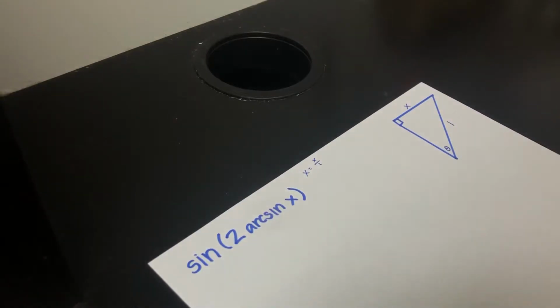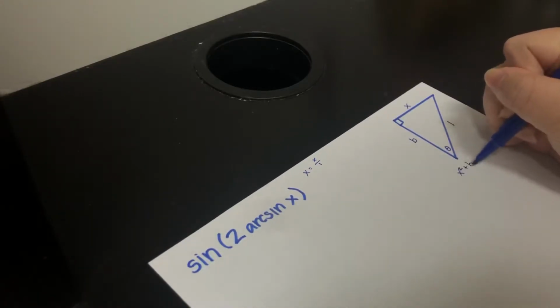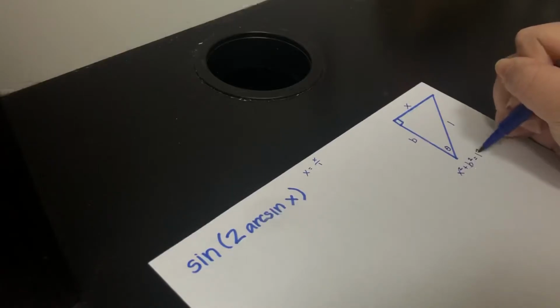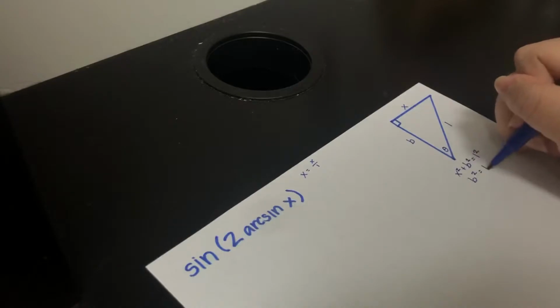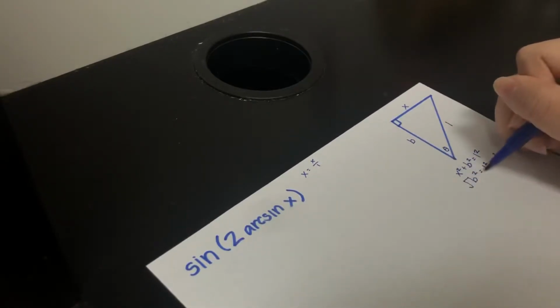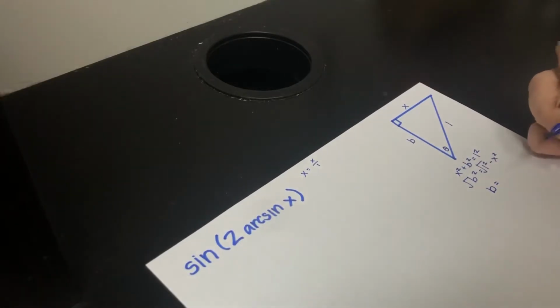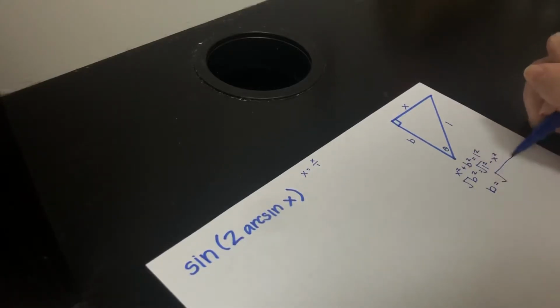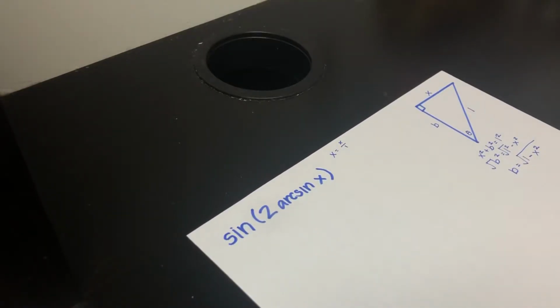From there we try to find the base, and we use our Pythagorean theorem, in which x squared plus b squared equals 1 squared. We try to get b by itself, square root it, and then for b we get that it's equal to the square root of 1 minus x squared. So that's going to be the first step.